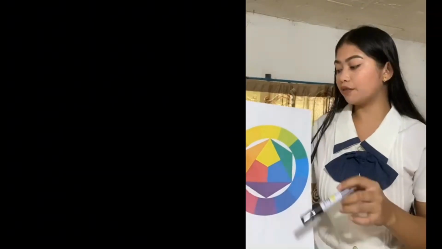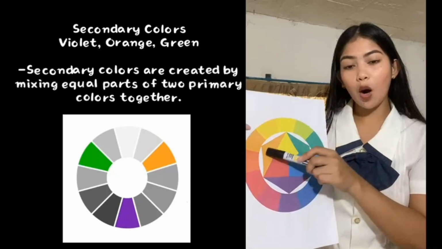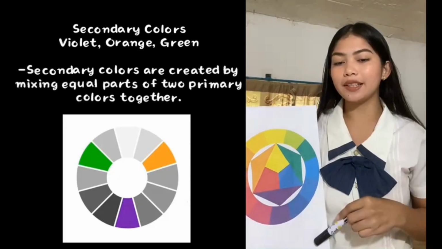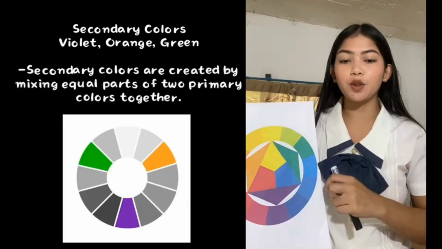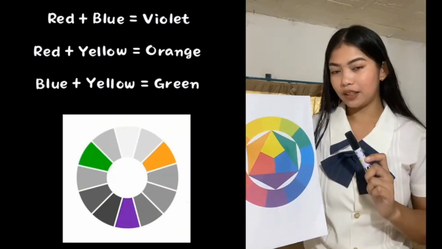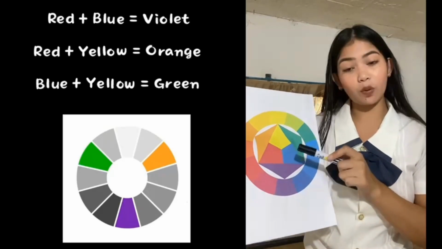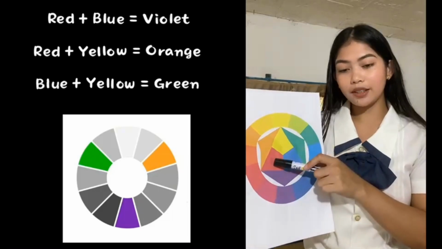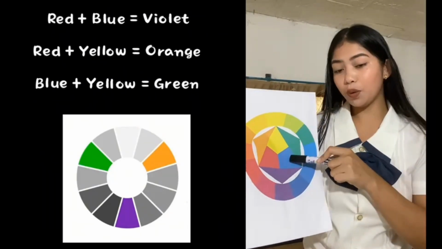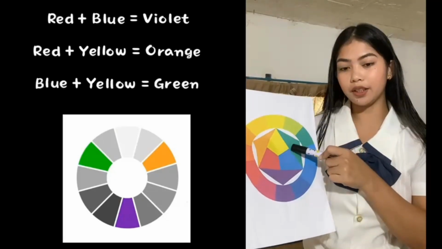Next, we have the secondary colors. We have violet, orange, and green. Secondary colors are created by mixing equal parts of two primary colors together. For example, red plus blue equals violet. Red plus yellow equals orange. And blue plus yellow equals green.